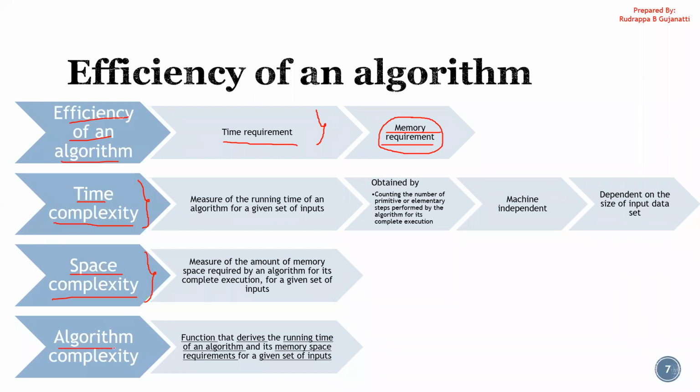Now when we come to algorithm complexity, it is the combination of these two, that is time complexity plus space complexity. So algorithm complexity basically is a function which helps us to obtain the running time of an algorithm, which is nothing but the time complexity, and the memory requirement for the algorithm, which is the space complexity, for the given set of inputs. So how much time does the algorithm consume, and how much memory does it consume to provide the expected output for a given set of input? That overall will identify the algorithm complexity.